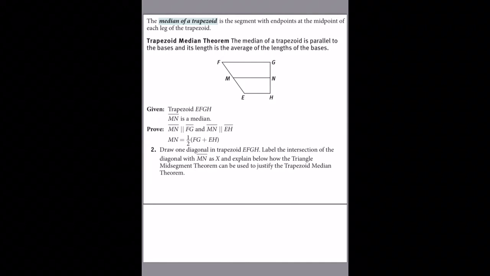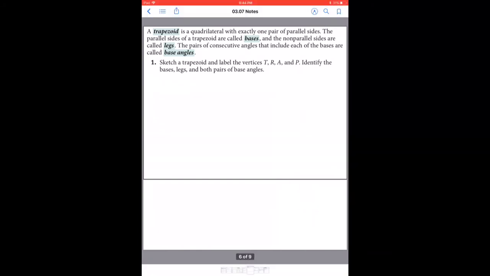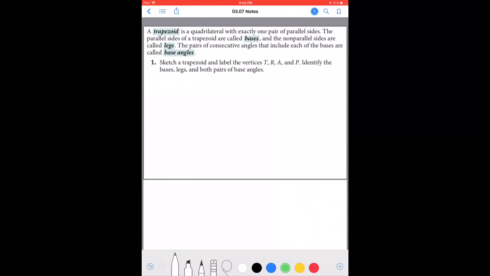So, as we learned in class, a trapezoid is a quadrilateral with exactly one pair of parallel sides. Only one pair. The parallel sides of a trapezoid are both called the bases, and the non-parallel sides are called legs. So we're using the same vocab word from triangles, but using it slightly differently, and there is a reason behind that, which we'll see on the next slide. The pairs of consecutive angles that include each of the bases are called base angles.